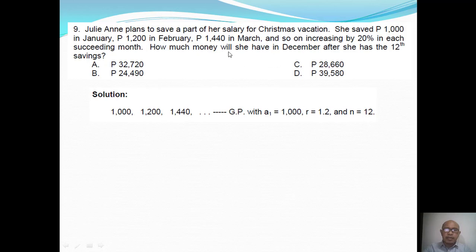For the total amount of money she has up to December, we can solve for the sum. And we have the values already here. So if we substitute, then she has 39,580.